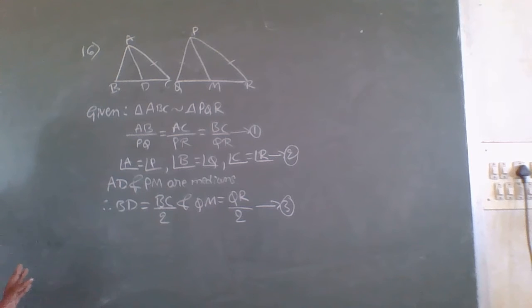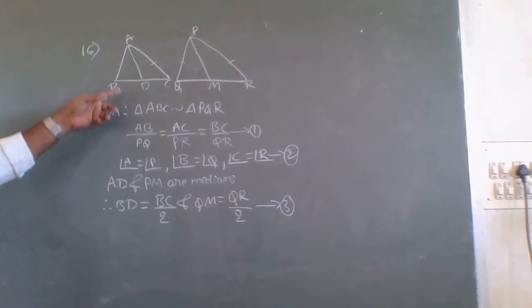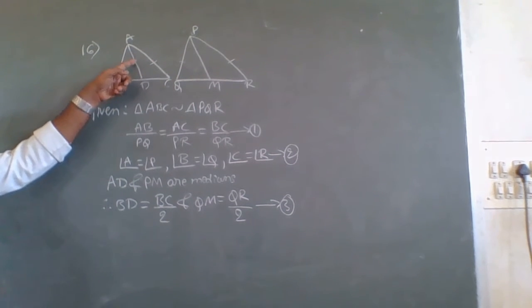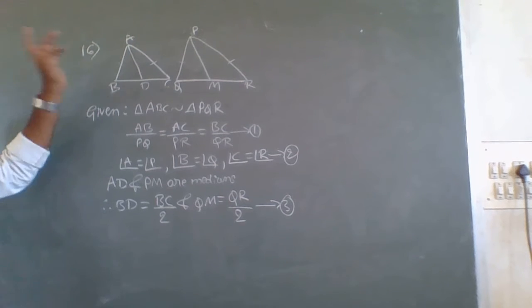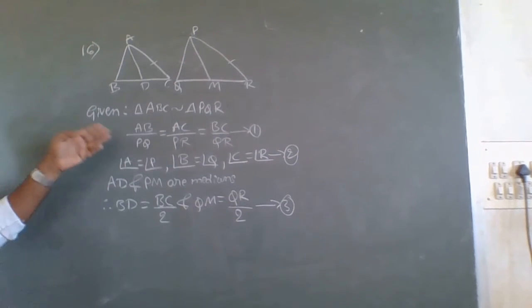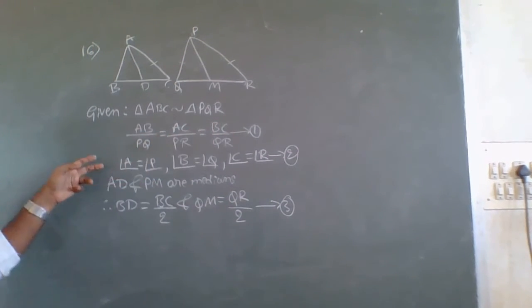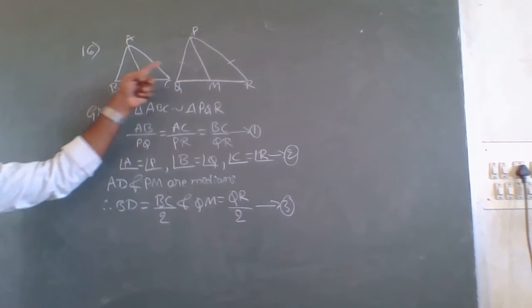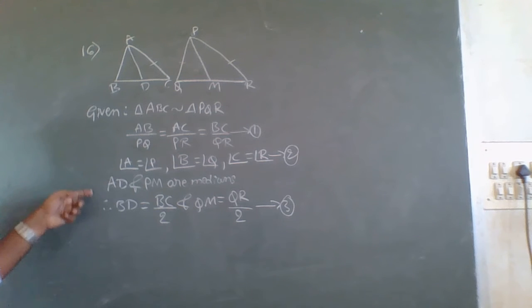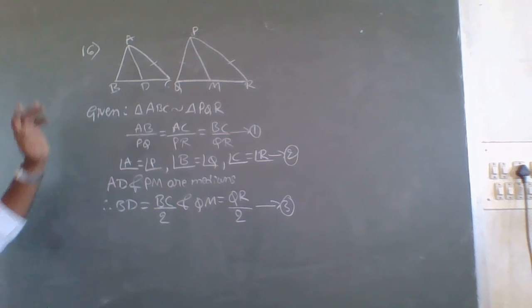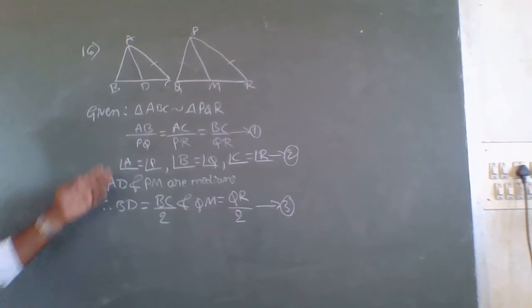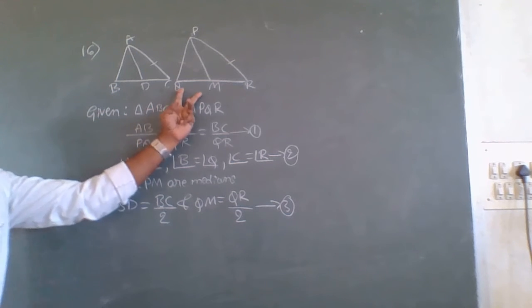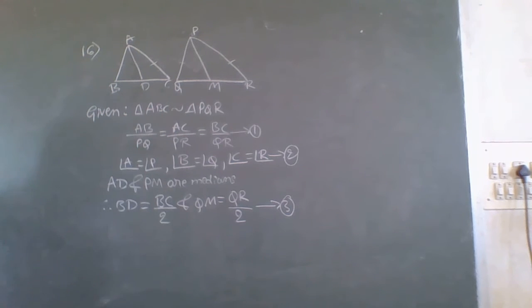So what is given here: these two triangles are similar and these two are medians. If the two triangles are similar, then corresponding sides are proportional and corresponding angles are equal to each other, and if these two are medians, then they bisect opposite sides, meaning BD is equal to BC by 2 and QM is equal to QR by 2. So this is given. Now what do we have to prove?